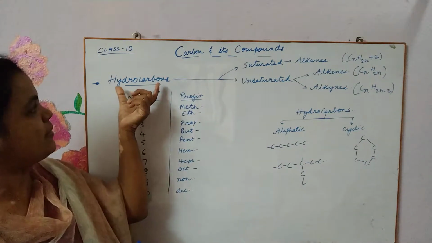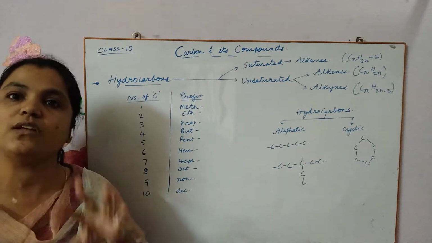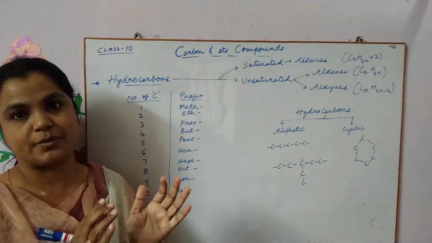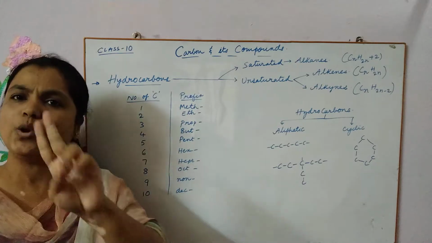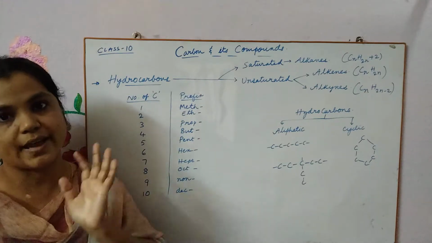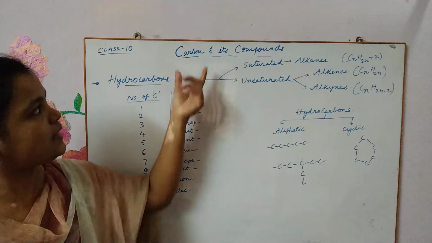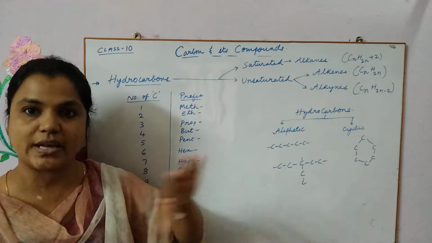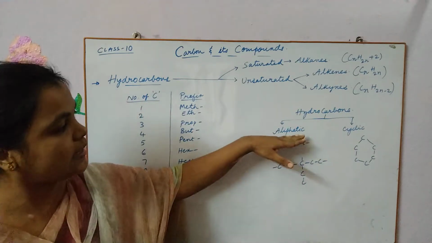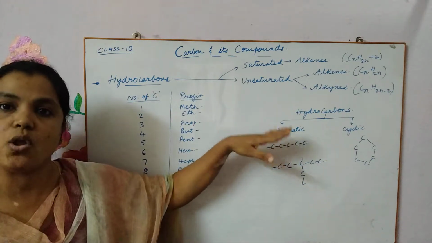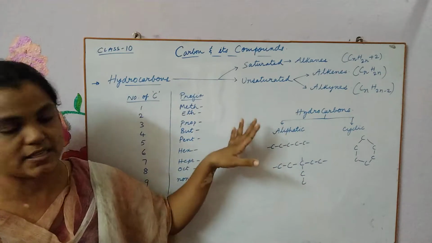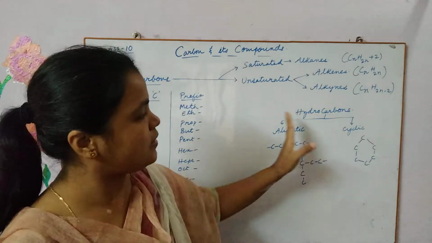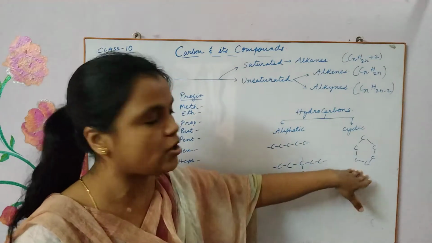As you know, the name itself indicates hydrocarbons are those compounds which contain only hydrogen and carbon. So those compounds which contain only two elements are called hydrocarbons. We have seen that carbon forms aliphatic chains. Aliphatic means straight chains or branched chains. Anything that is not cyclic is called aliphatic. They can be branched, they can be straight chains. And carbon also forms cyclic compounds.